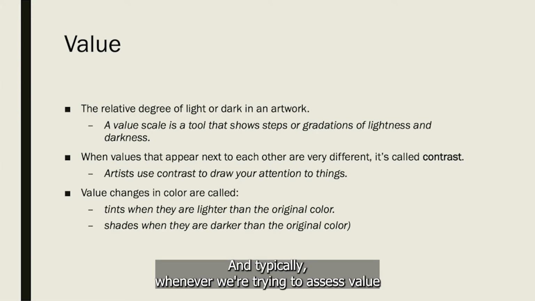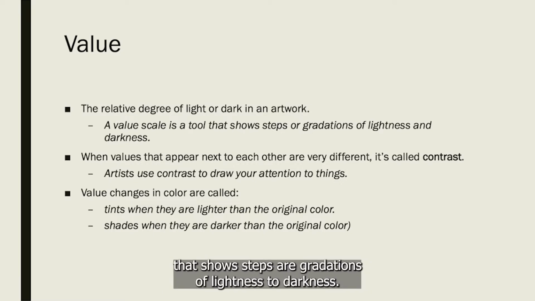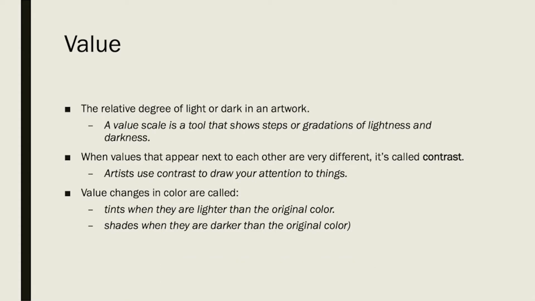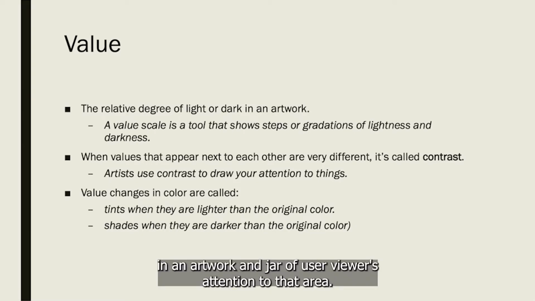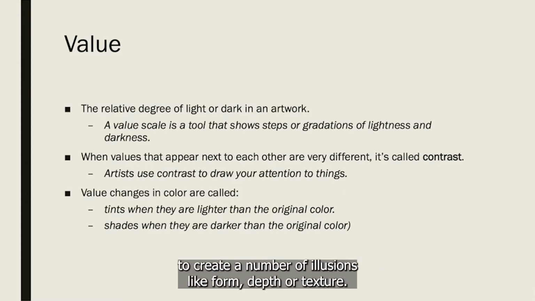And typically whenever we're trying to assess value in the composition, we use a tool called a value scale, which is a tool that shows steps or gradations of lightness to darkness. So starting off with the clean white, moving into transitional grays, and ultimately leading to a nice rich dark black. We can use stark differences in value, like placing that black next to a white to create high contrast in an artwork and draw our viewers' attention to that area. Or we can use gradations to create a number of illusions like form, depth, or texture.